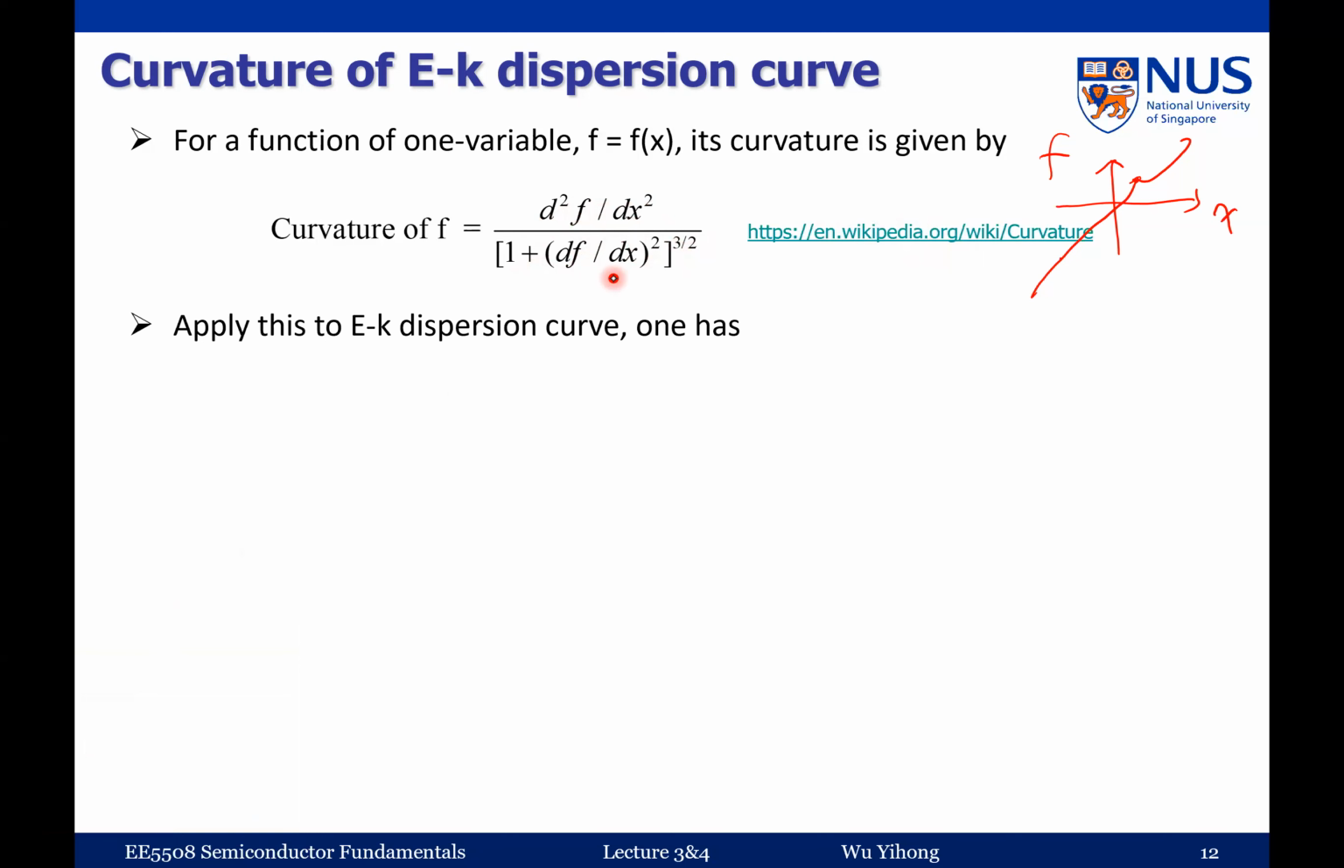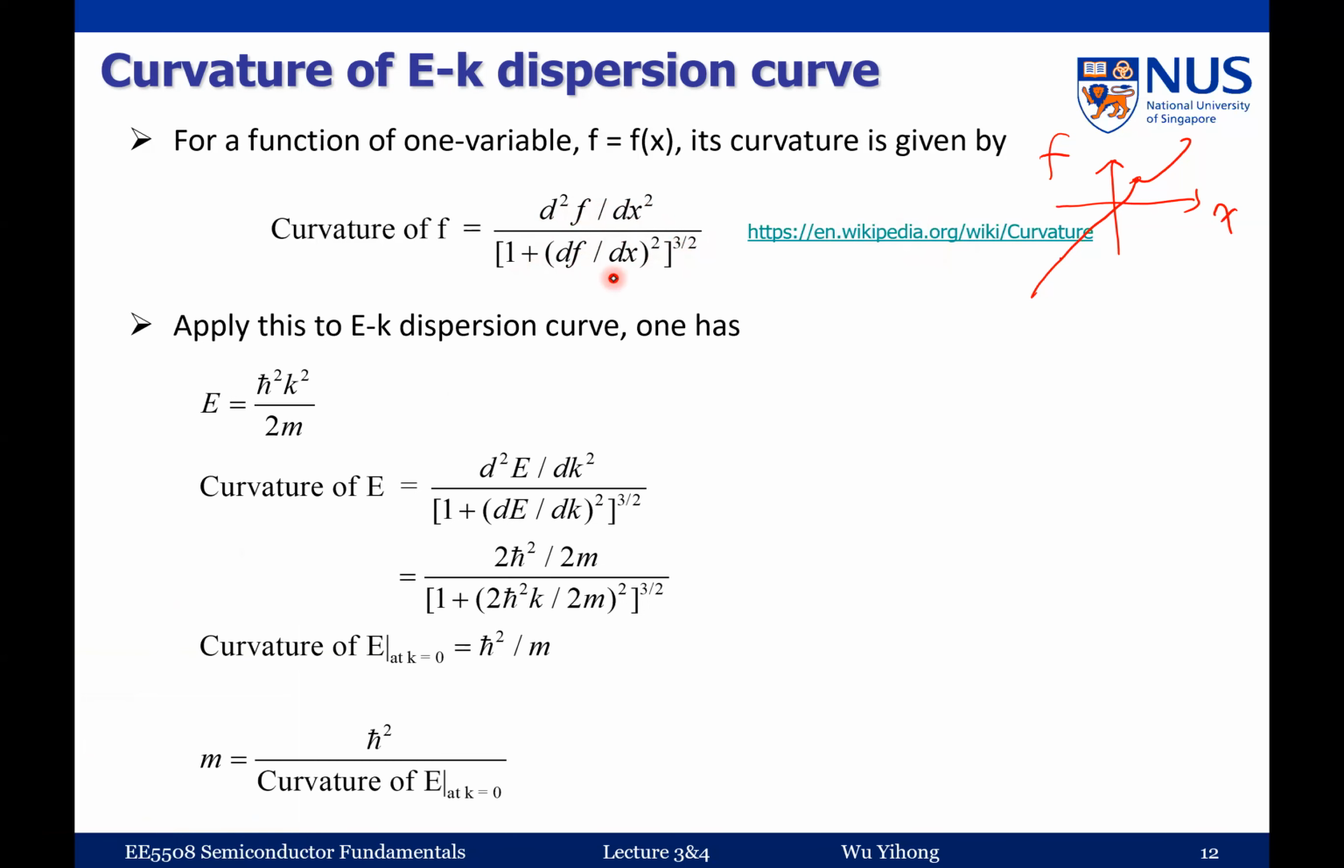So now we can apply this to the E-k dispersion. In the E-k dispersion, E is your f here, and k is your x here. Okay. So now the curvature of this E-k dispersion curve at any point can be written like this. d squared E over dk squared, that's the second order derivative, and dE over dk, the first order derivative. And then we can find out very easily that it is basically given by this second order derivative and this first order derivative.